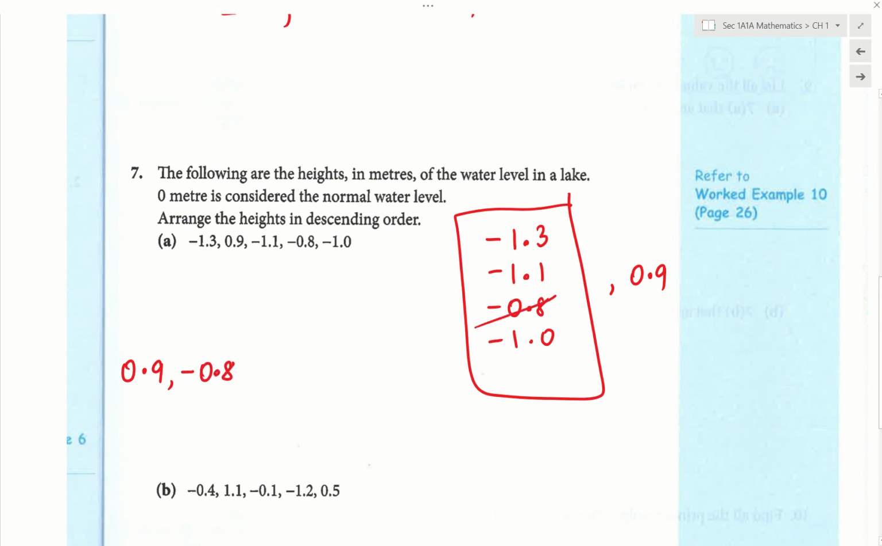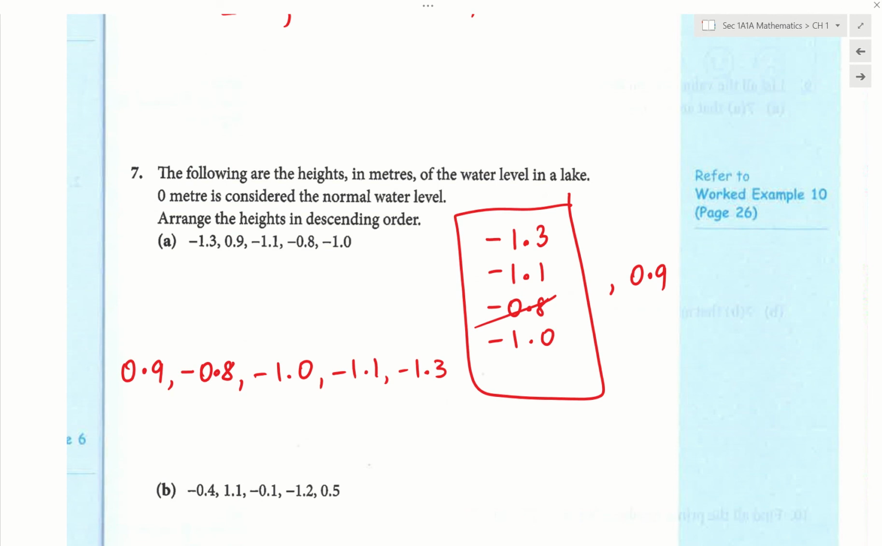Cancel it out. Back to this again. Now all of them are negative ones. Negative 1, negative 1, negative 1. All the same, right? So when you see another digit, which one will result in the largest number? We have to go to the opposite. Negative 1.0. Although the 0 is the smallest, when you put a negative sign, it becomes the biggest. So we follow with negative 1.0, then negative 1.1, then negative 1.3. This is the answer.